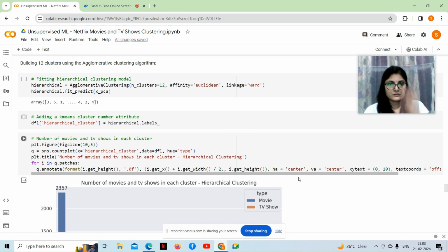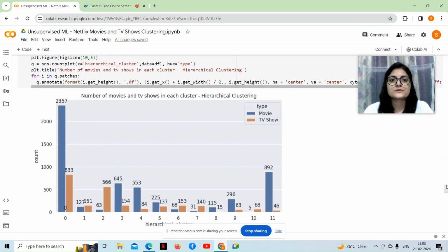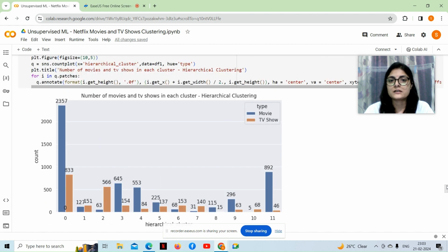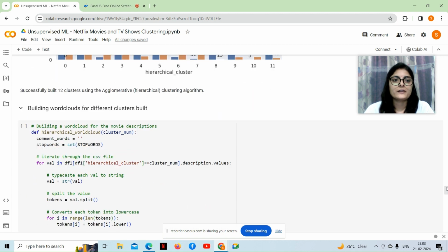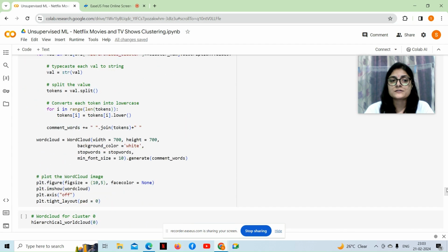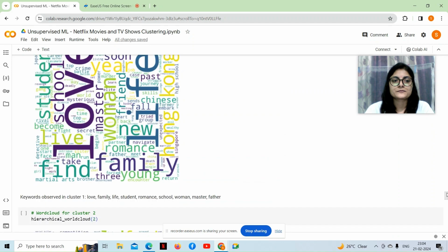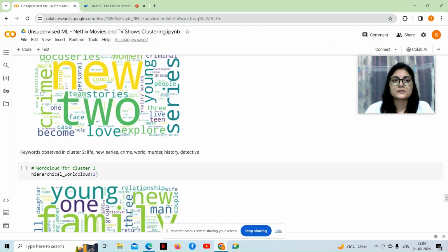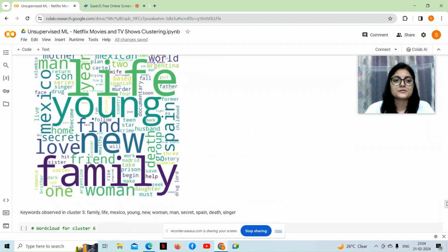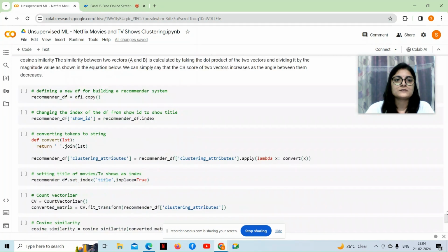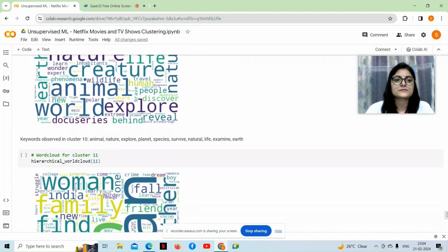We did all of these things, and the number of movies and TV shows in each cluster. Now we successfully built 12 clusters using the hierarchical clustering algorithm. And now we are building word clouds for different clusters. These are the word clouds for different clusters. We made all the 12 clusters.